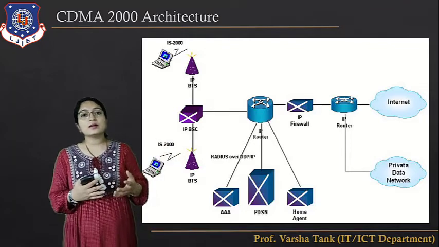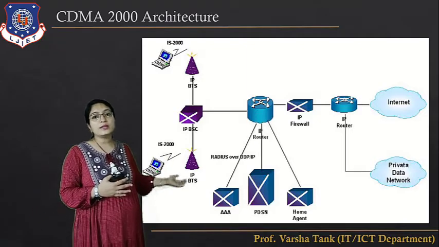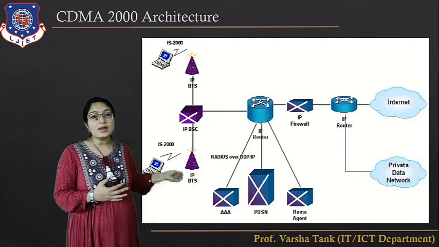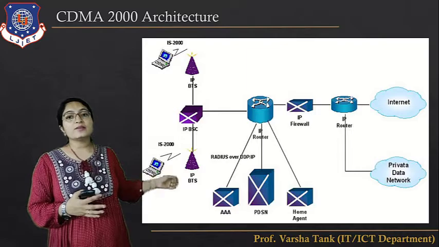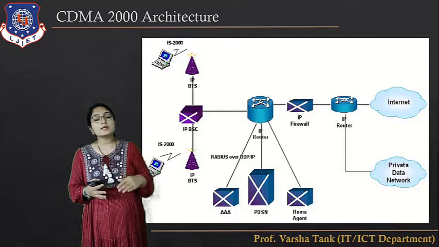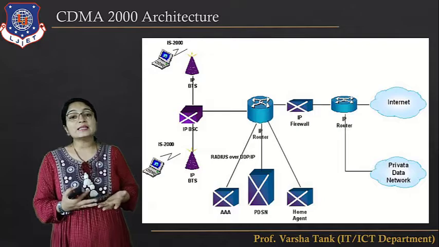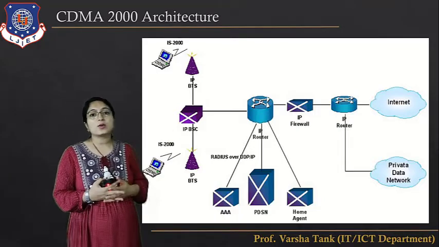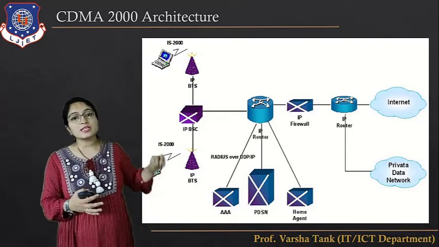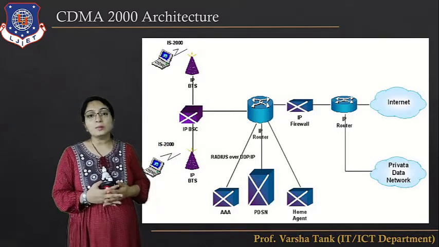We can say it will work like the MSC, that is the mobile switching center, and it is connected through three different components: AAA, PDSN, and the home agent. After that the IP firewall is there. This IP firewall is responsible for stopping any unauthorized access and virus attacks. After that the IP router is there. This router is responsible for transmitting the information to the internet, to any private data network, that is, the PDN network.